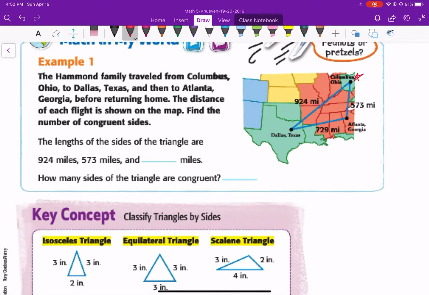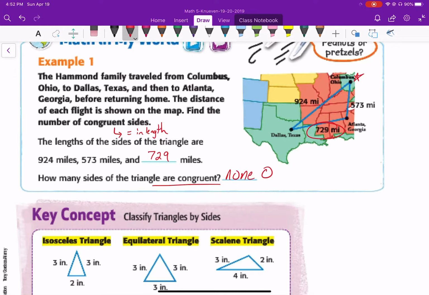Find the number of congruent sides. Oh, well, there's another fun word, congruent. Congruent means they're equal in length. So the lengths of the sides of the triangle are 924 miles, 573 miles, and, well, I need to find that last distance. And I see that it is 729 miles. So if I look at all three of these distances, are any of them the same value, the same distance, or the same measurement? No, they are not. So how many of the sides are congruent? None. So we could say 0.